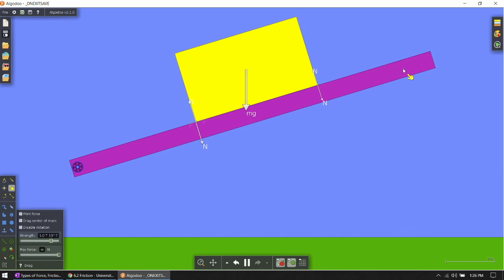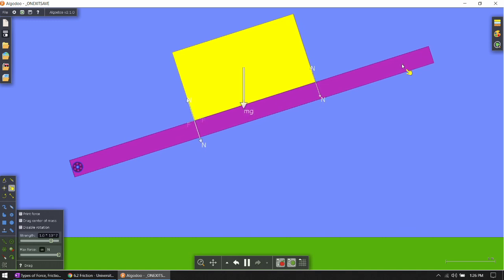Okay, now it's big enough. So it's now big enough to register in the program. You see those friction forces. At this orientation, there isn't a direct relationship between that friction force and the normal force.